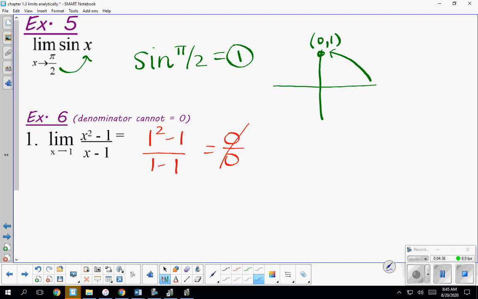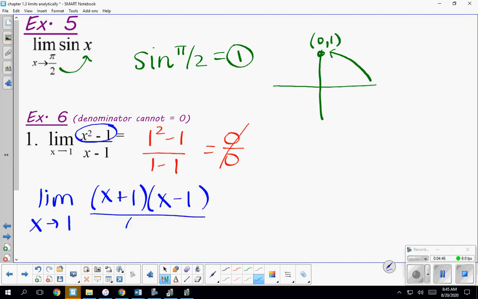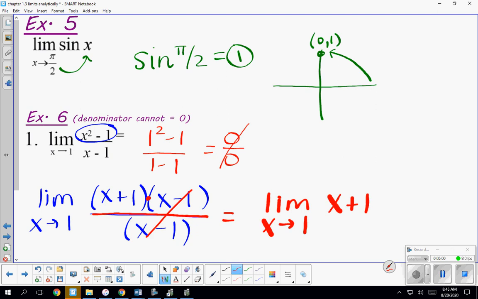So, we try to factor. The numerator is a difference of perfect squares. So we can find the limit of the resulting simplified version. So all we've done is factor. When it's written as a multiplication problem, we can then divide factors. So I'm going to divide. And if I can find the limit of the resulting equation, that's going to be the limit of the original.